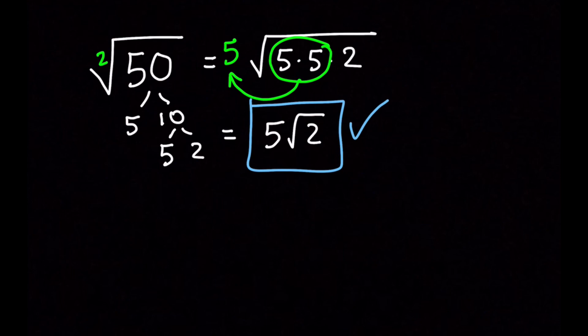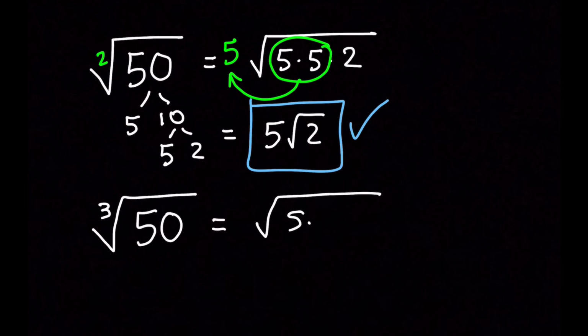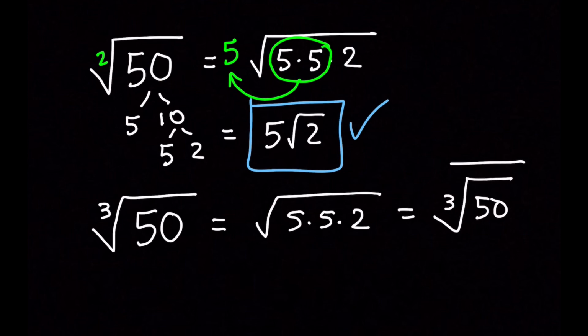If this were cubed, cube root of 50, I don't have any set of 3's of any number, so it would just remain as is, already most simplified.